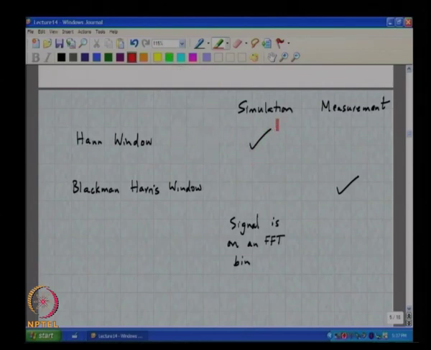Okay. So this is something that is useful to bear in mind. During simulations you will almost always use a Hann window, whereas while making measurements you can use any other window which also has a smaller side lobe level, right? A good window to use is the Blackman-Harris window, okay?